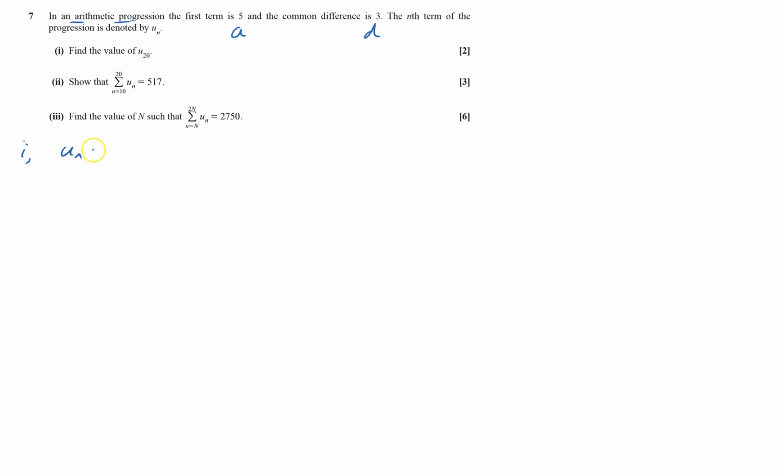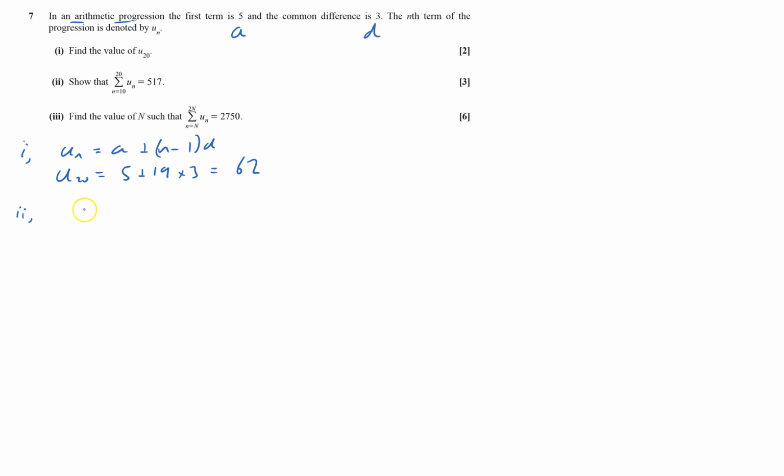Well, I know that u_n equals a plus (n minus 1)d. If I don't know that, I can see it in the formula. So u_20 will equal 5 plus 19 times 3. That equals 62. That's a nice easy start.